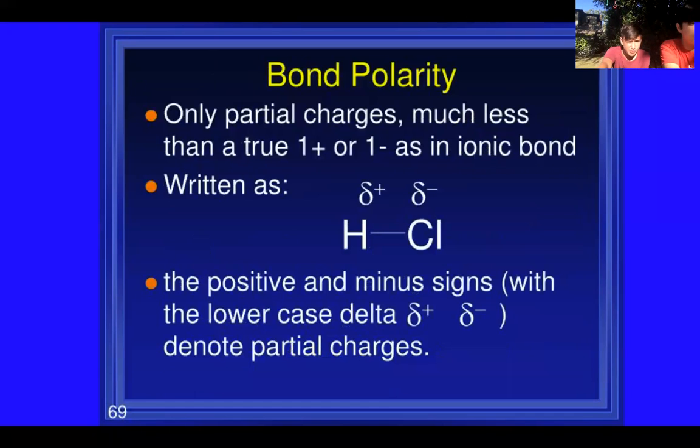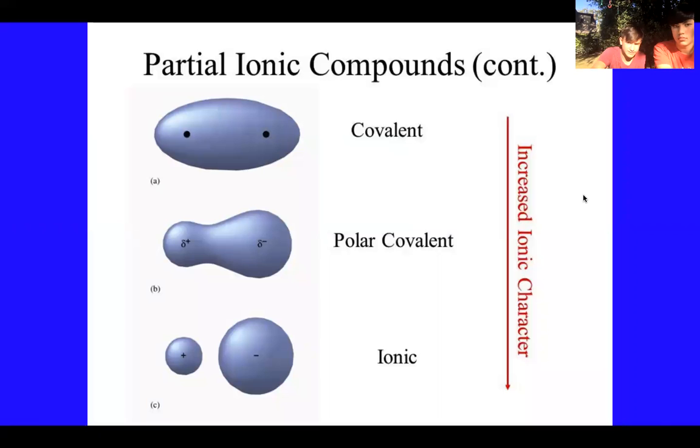Bond polarity involves only partial charges, much less than a true +1 or -1, as in an ionic bond. So if it has a plus on one side and a minus on the other side, that is bond polarity. The positive and negative signs with the lowercase symbol denote partial charges. Basically they cancel each other out because this positive is pulling that way and this negative is pulling the other way.